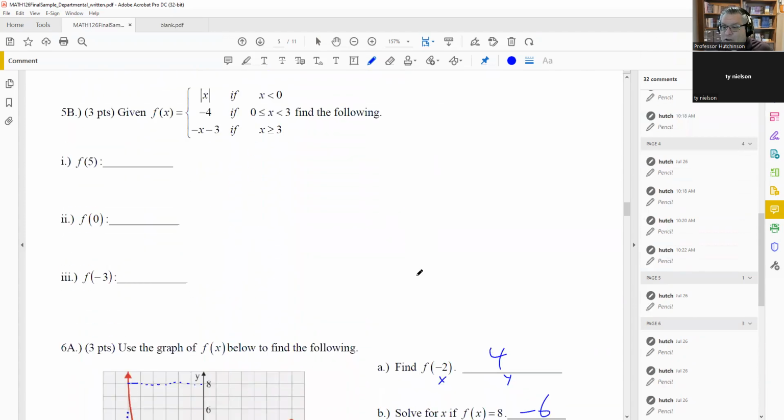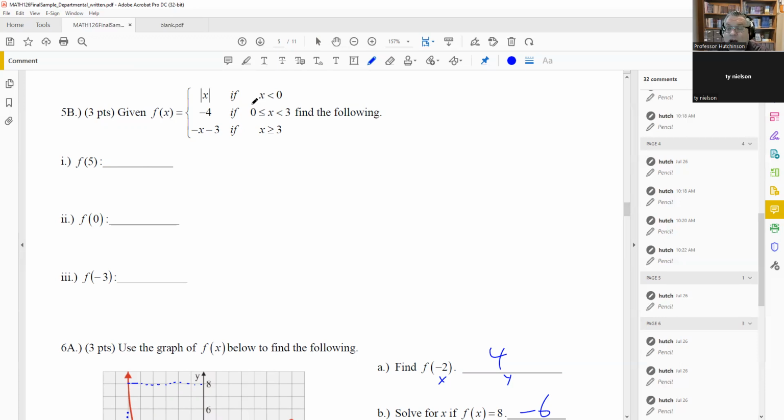Okay, for 5b, another one, like I mentioned yesterday, these type of piecewise functions might have 2 or 3 equations in it, but you don't have to graph them. You're just plugging in values and evaluating. That's all you're doing on these. To do this, you look at the number inside the parentheses and you want to match it up with which of these conditional statements that number belongs to.